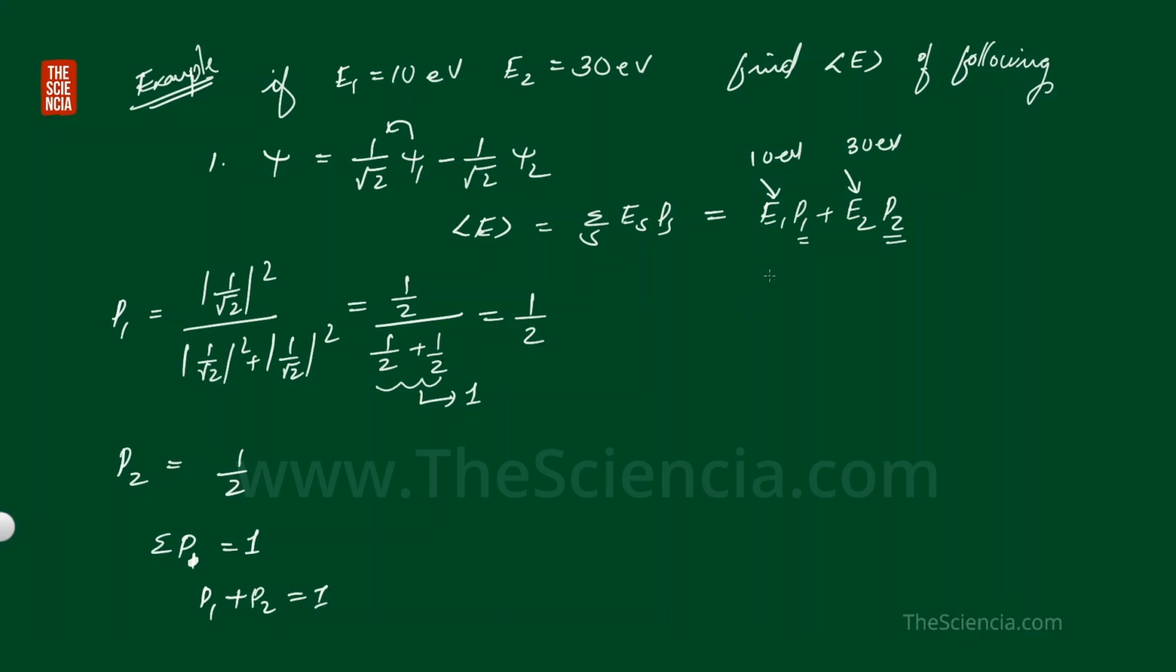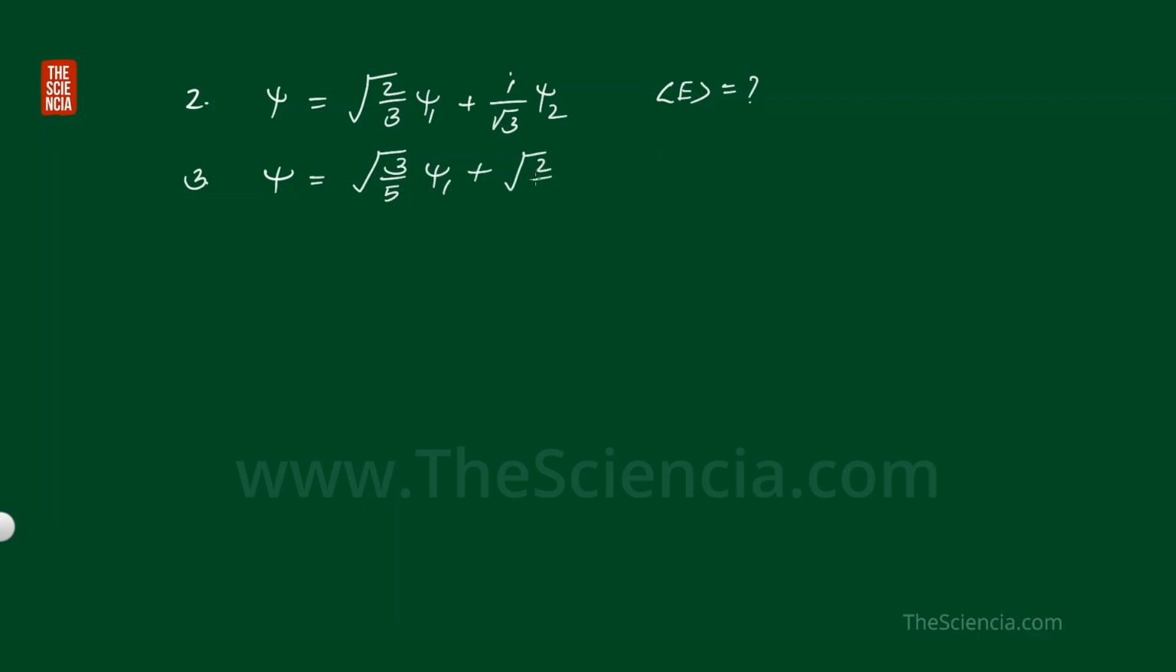Now we can substitute all those values here. The expectation value of E is equal to E1 P1, that is 10 into P1, 1/2, plus E2, which is 30, into P2, which is 1/2. So find out the answer. We got the average value of energy.